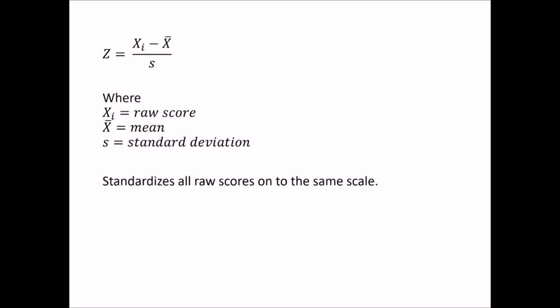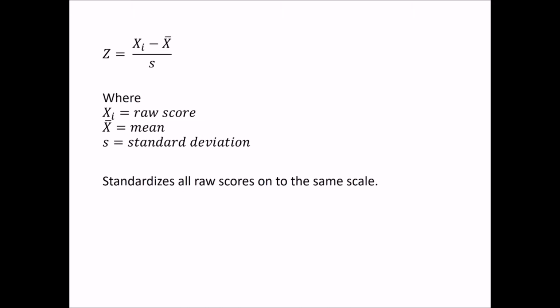For example, if you and a friend are very competitive and you want to make a bet of who is smarter, but unfortunately your friend took the SAT and you took the ACT, which has different scales that are not comparable, z-scores can standardize those scores to the same scale. The z-scale always has a mean of 0 and a standard deviation of 1.